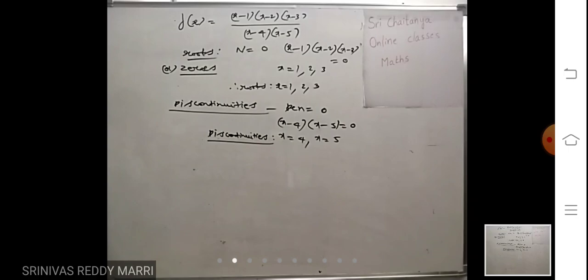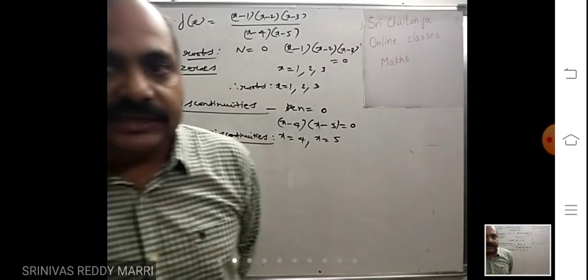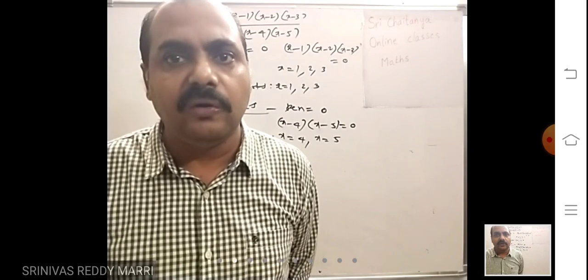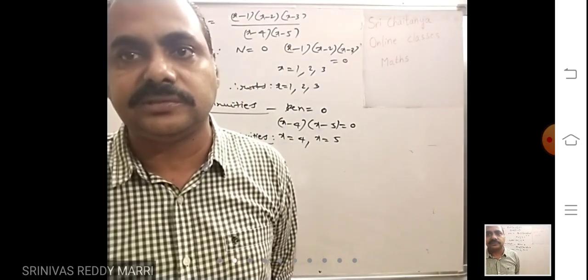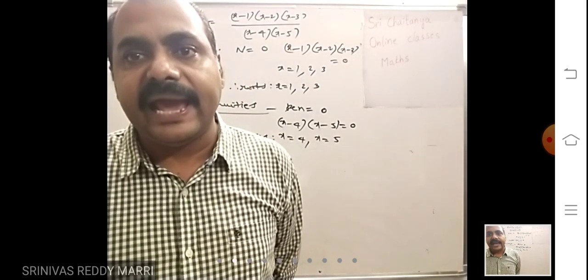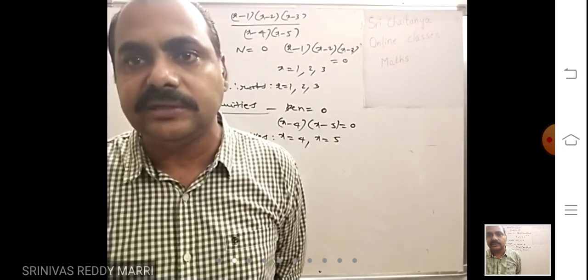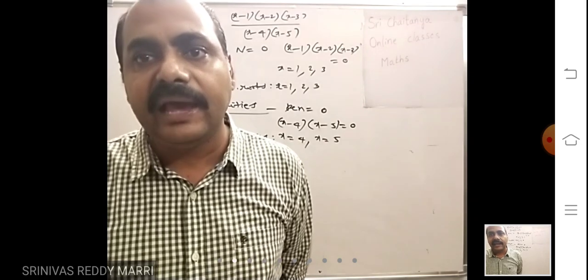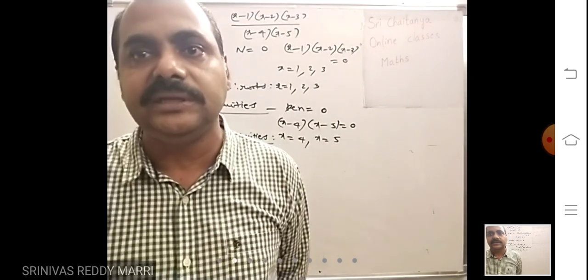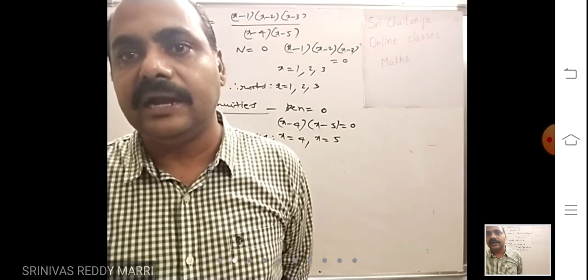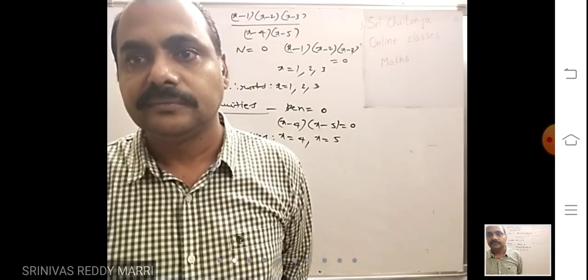These are called discontinuities. That means the x values at which f of x will be 0 are called roots or zeros. That means the x values at which the numerator becomes 0 are called roots or zeros. The x values at which the denominator becomes 0 are called discontinuities. Understood?